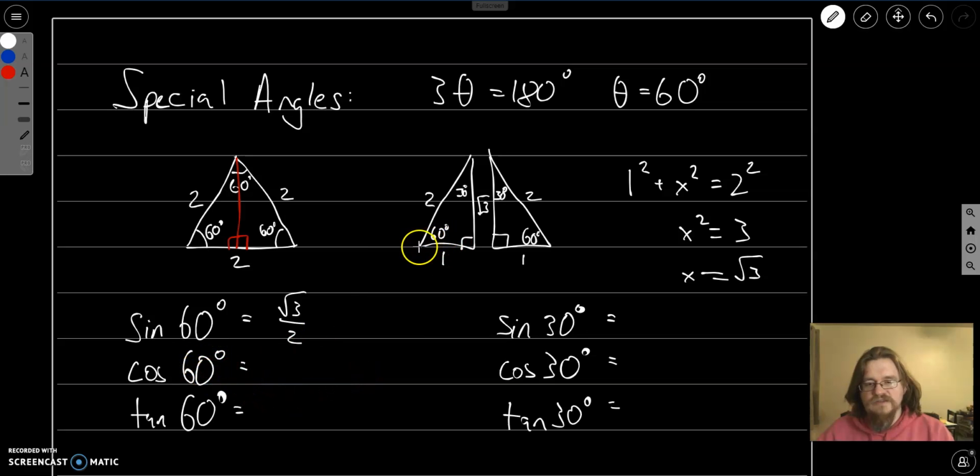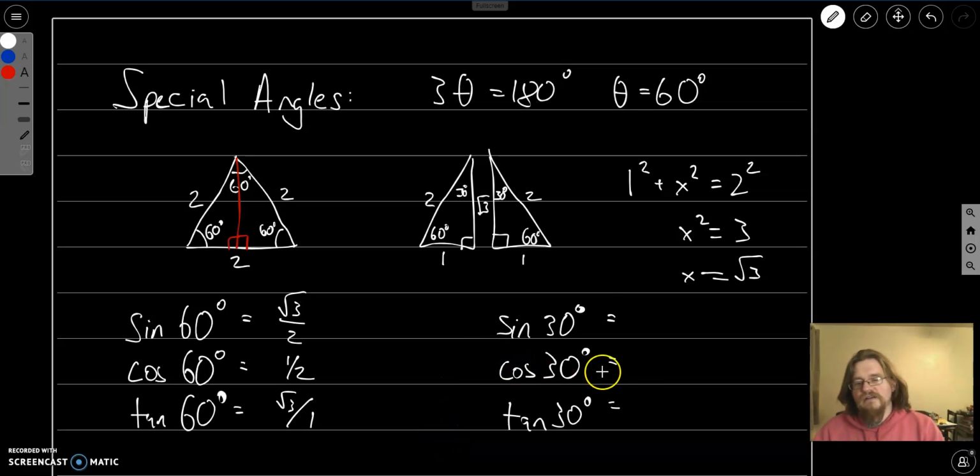The cosine is going to be the adjacent divided by the hypotenuse. So the cosine is 1/2. And then the tangent is going to be the opposite over adjacent. So the side opposite to the 60-degree angle is the square root of 3. And the side adjacent has length 1.